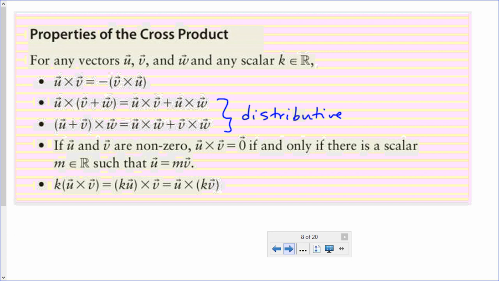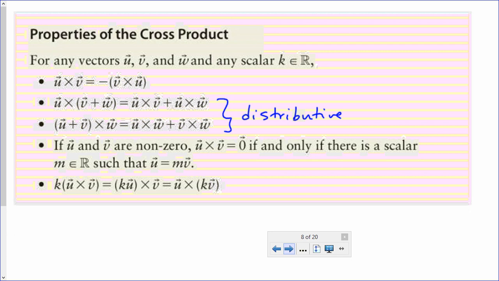Okay? And then last but not least, there's a point there, it's very rarely used, but just to understand that you have a scalar multiple of a cross product. You could scalar multiple just the first vector and then do the cross product, or you could scalar multiple the last vector and then do the cross product. You get the equivalent answer every time.